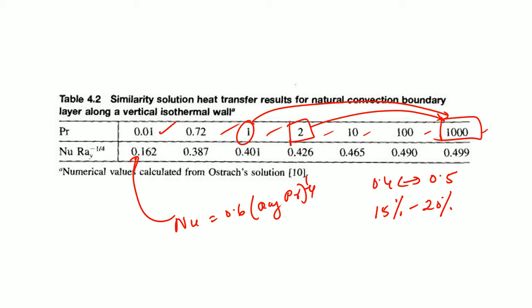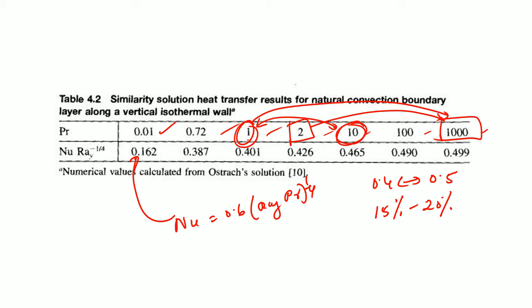And if you observe between 1 and 10, this change is even minuscule. For air, the Prandtl number is about 0.72, so it is roughly of the order 1, and on the other hand, for water it is about 5 to 6 ish. So, there is not much of a difference.